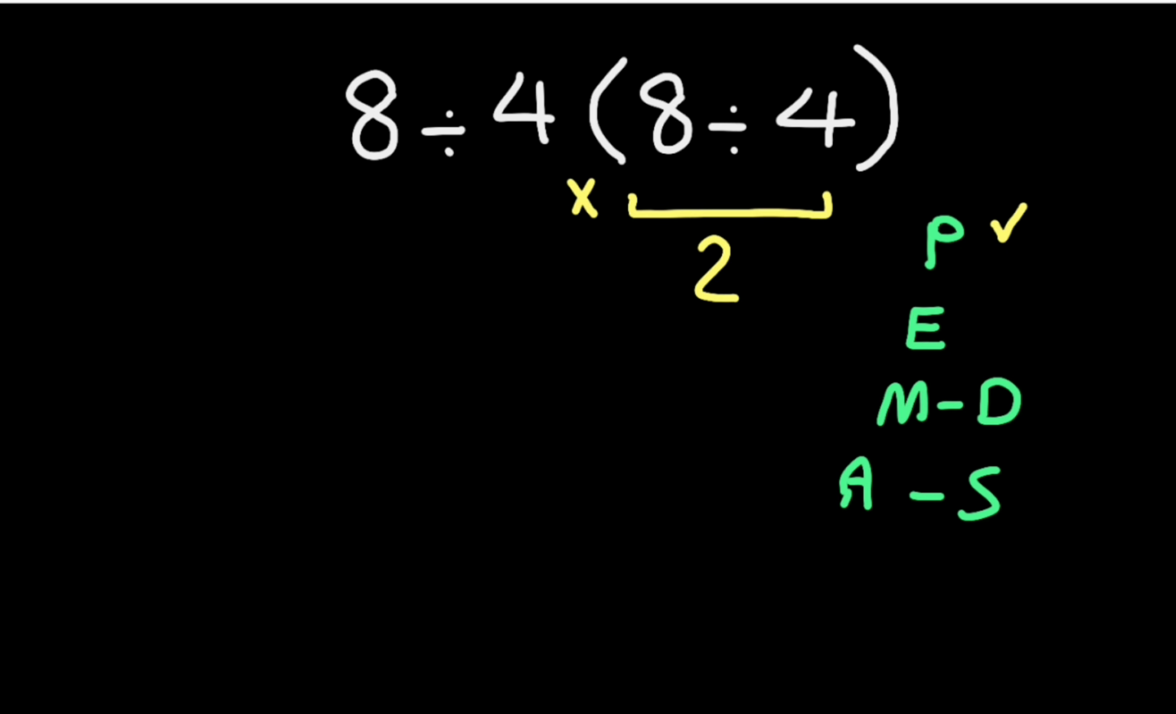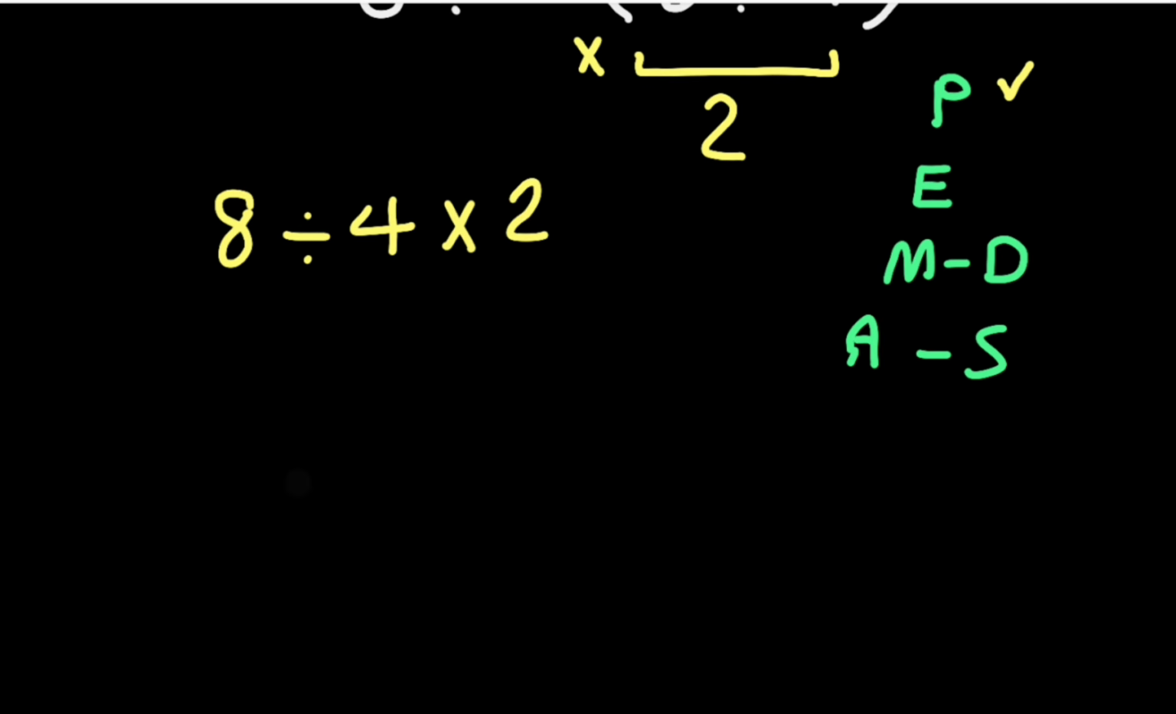Now let's rewrite the expression. 8 divided by 4, and we have one multiplication here and 2. Now in next step we have one multiplication and one division, and as we know, multiplication and division have equal priority according to the PEMDAS. So we have to work from left to right.